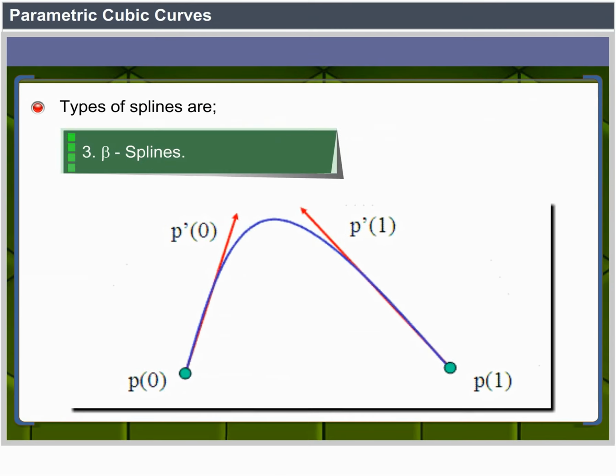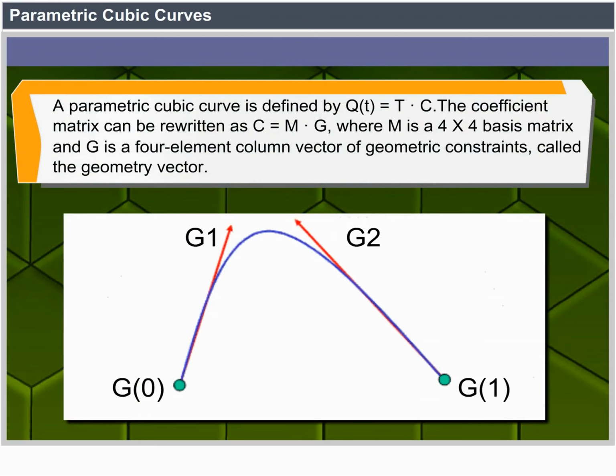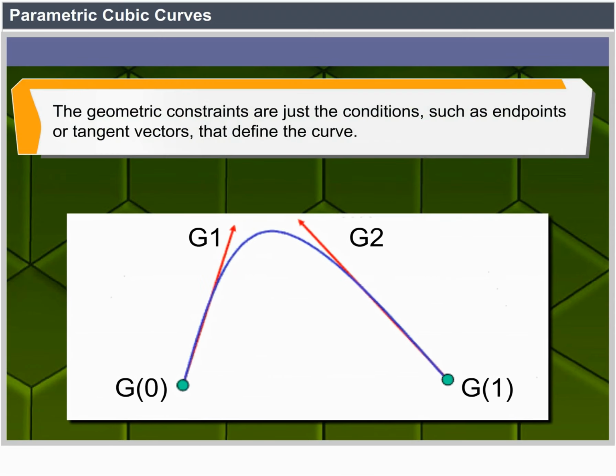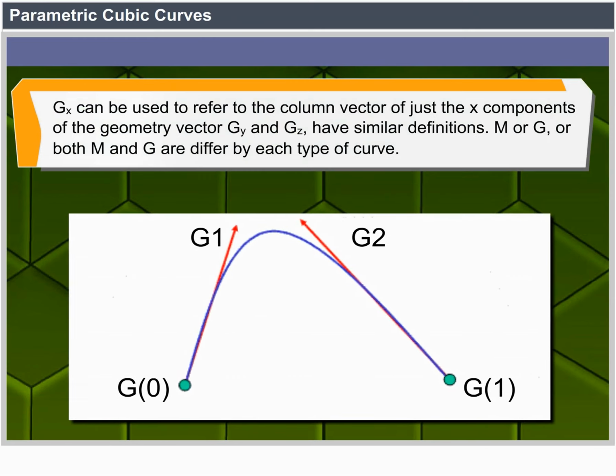A parametric cubic curve is defined by Q of t equals T times C. We rewrite the coefficient matrix as C equals M times G, where M is a 4 by 4 basis matrix and G is a 4-element column vector of geometric constraints called the geometry vector. The geometric constraints are just the conditions such as endpoints or tangent vectors that define the curve. We use Gx to refer to the column vector of just the x components of the geometry vector. Gy and Gz have similar definitions. M or G or both M and G differ for each type of curve.